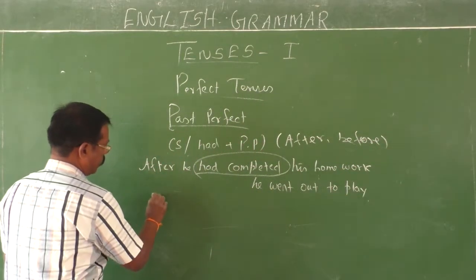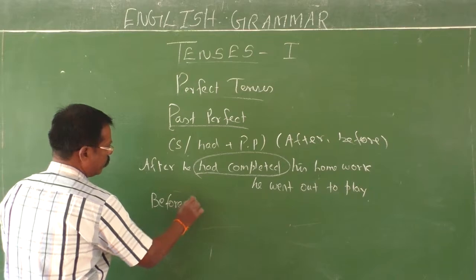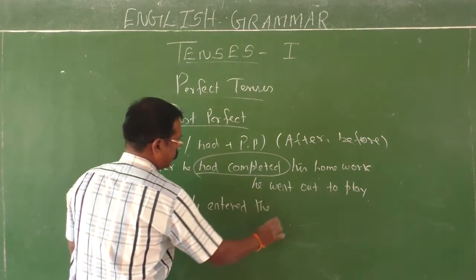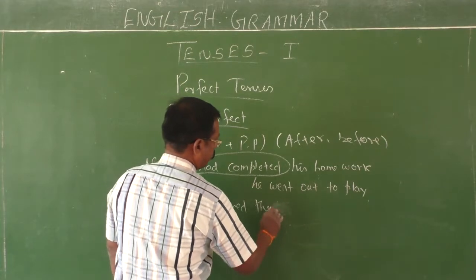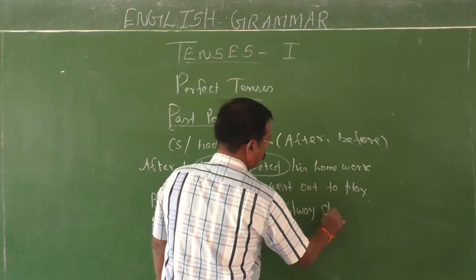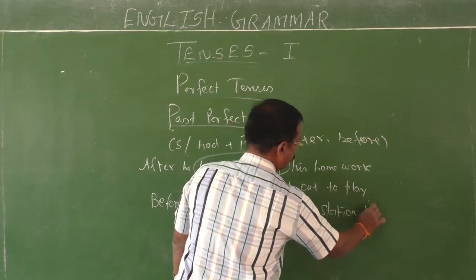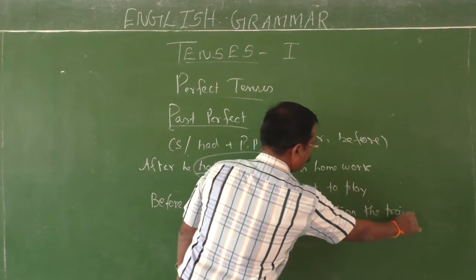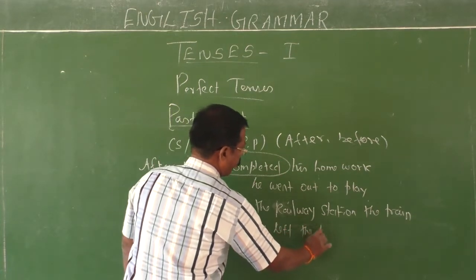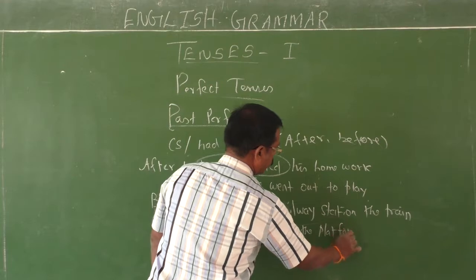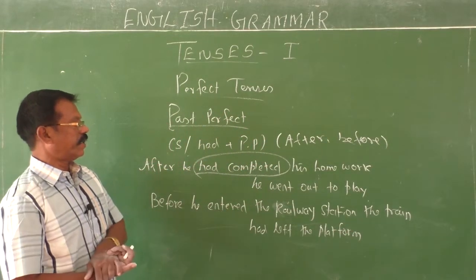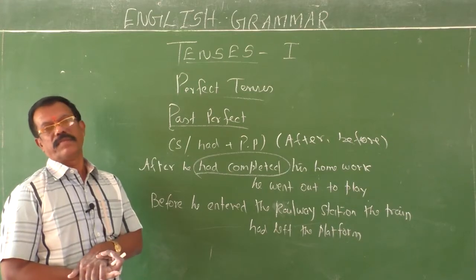See, before he entered the railway station, the train had left the platform. Go through this example, children. Before he entered the railway station, the train had left the platform.